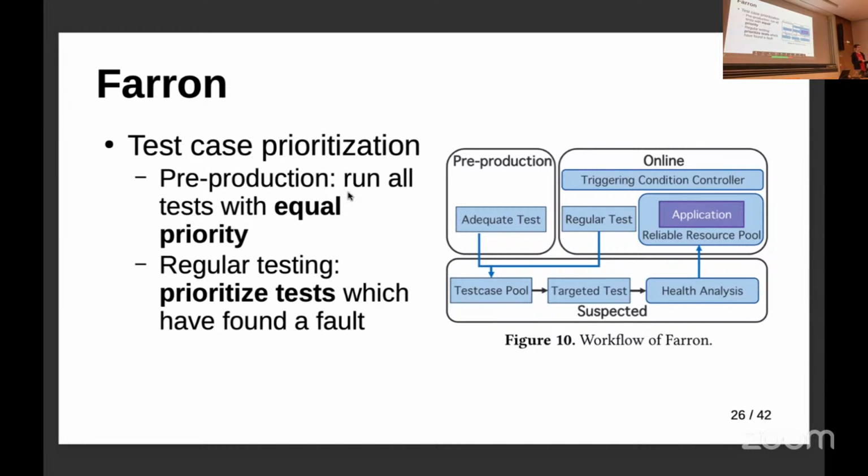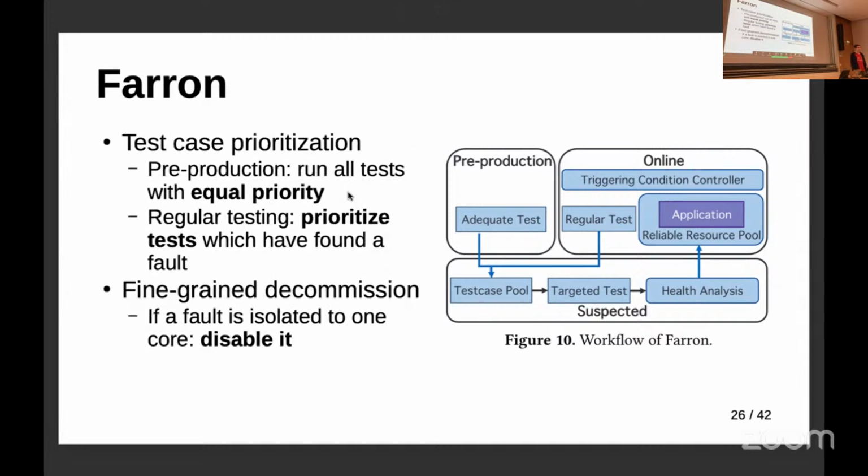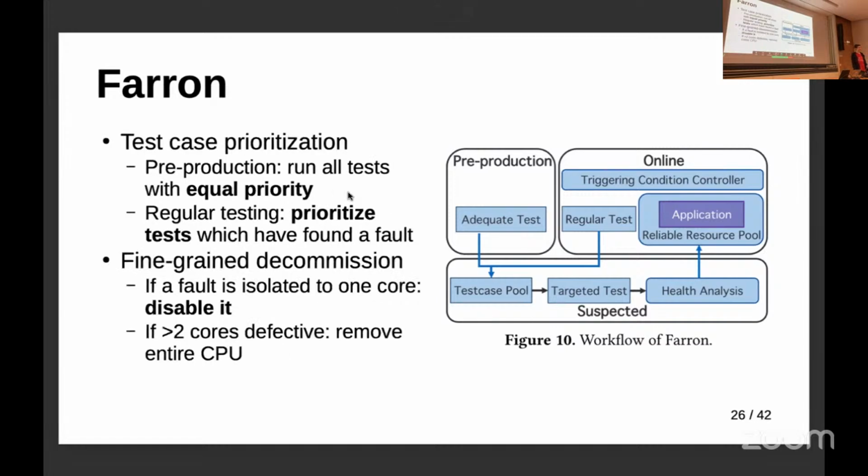This corresponds with their observation that most test cases don't find anything, and their guess that CPUs are likely to be vulnerable in the same way. Therefore, they assume that if a test case has already found something, it's more likely to find something in other CPUs of the same microarchitecture. And anything that hasn't found anything is unlikely to find any faults. And finally, they employ a more fine-grained decommissioning scheme for processors in which if they can identify a fault that's isolated to a single core, they only disable that core. And they don't remove the entire CPU until they detect more than 2 defective cores within the CPU.